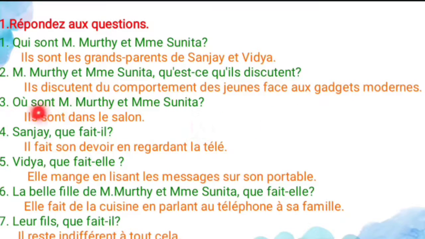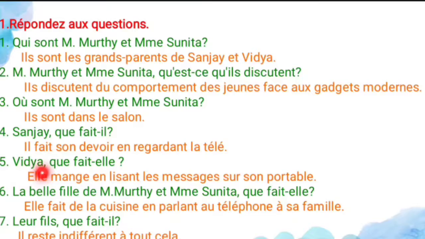And third one is où sont Monsieur Murthy et Madame Sunita. So where are they? Ils sont dans le salon. So they are in the living room. And fourth one is Sanjay que fait-il? So what does he do, Sanjay? And il fait son devoir en regardant la télé. So he does his homework by watching television.